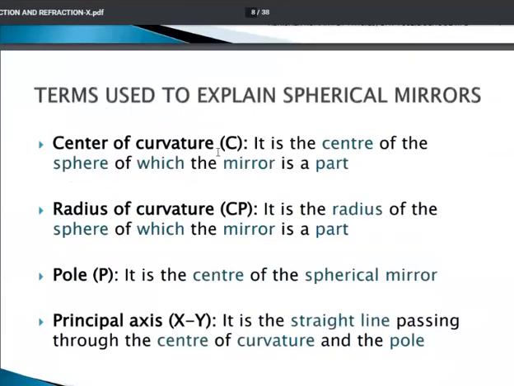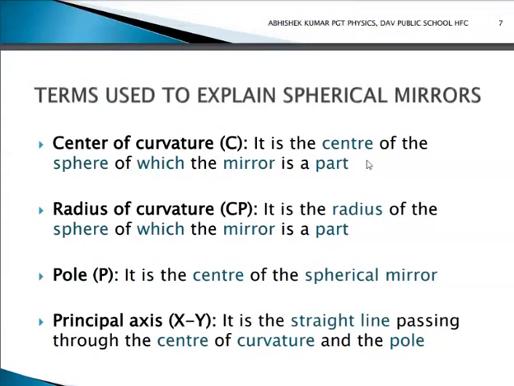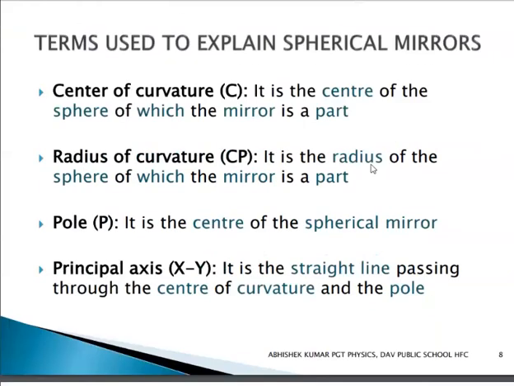The center of curvature, which is denoted by C, is defined as the center of a sphere of which the mirror itself is a part. So far you must have understood it well. And then radius of curvature. If you learn about the center of curvature, then you can understand radius of curvature. Radius of curvature is defined as the radius of the sphere of which the mirror itself is a part.